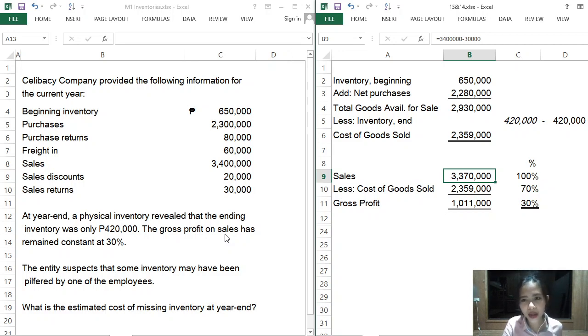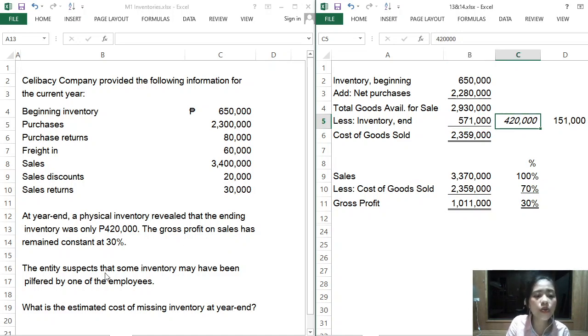Okay. I'm gonna check. Okay. So, our inventory, so we work back natin siya. If we have total goods available for sale na 2.93 million and we have cost of goods sold na 2,359,000, therefore, our inventory end would be 571,000. So, if we have 571,000, yan yung estimated natin na cost of inventory at the end of the period. But, when we conducted our physical count, may nakita lang tayong 420,000.